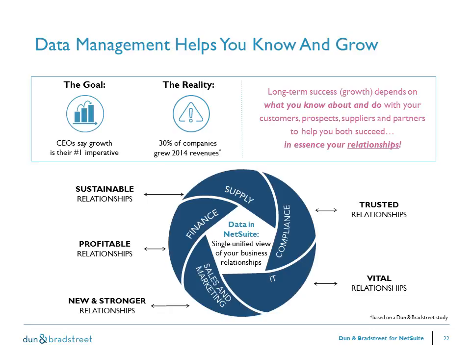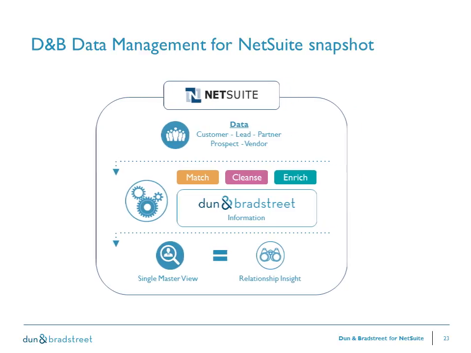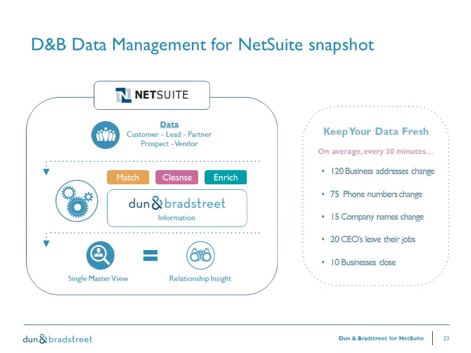Within NetSuite, you can now match your existing records to the Dun & Bradstreet database and enrich those records with specific D&B content like standardized name, address, telephone, company URL, as well as firmographic information like number of employees, sales volumes, year started, line of business.